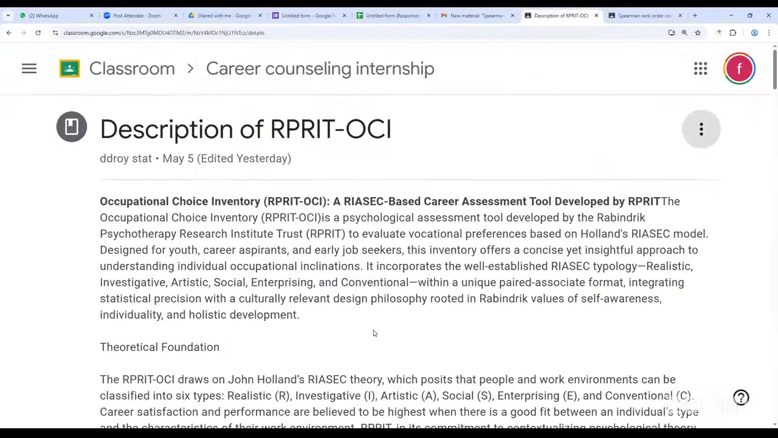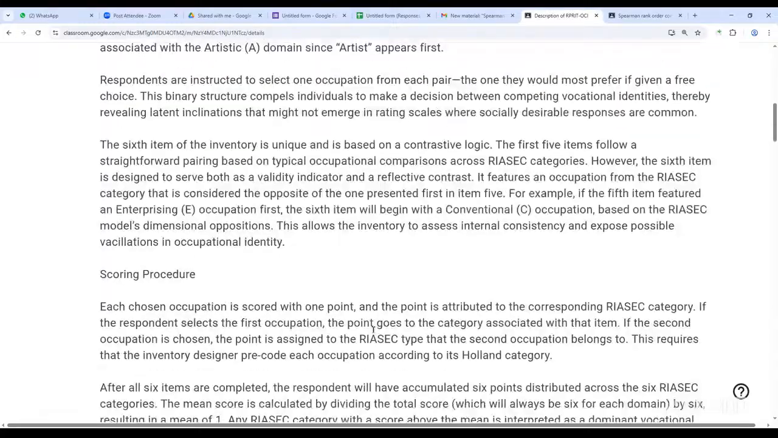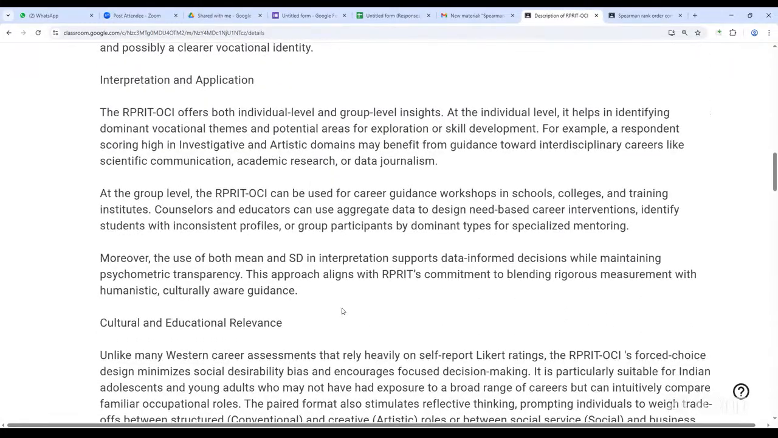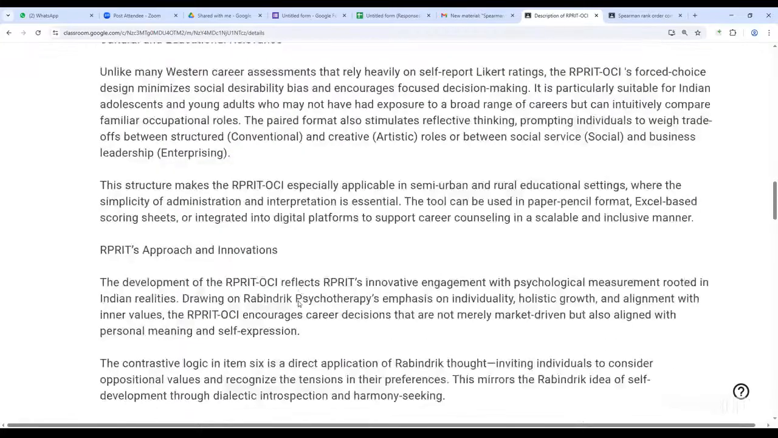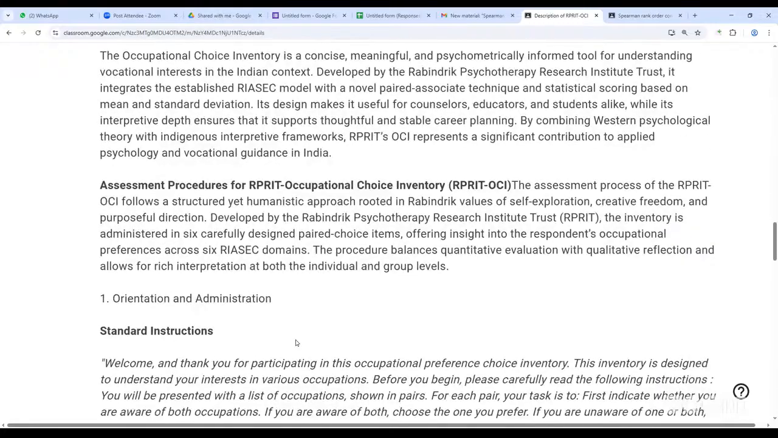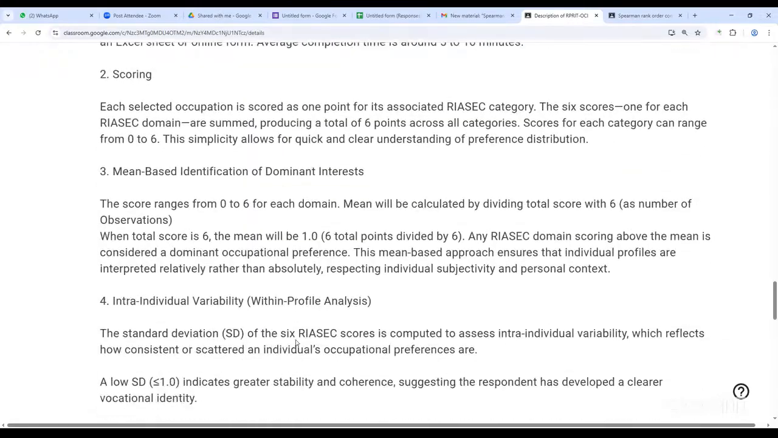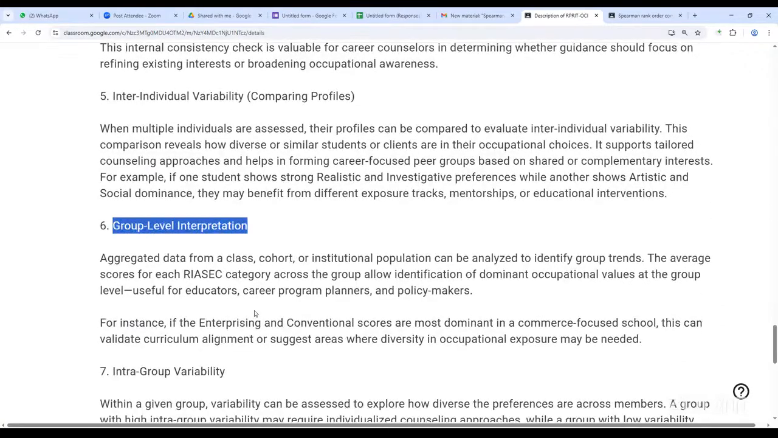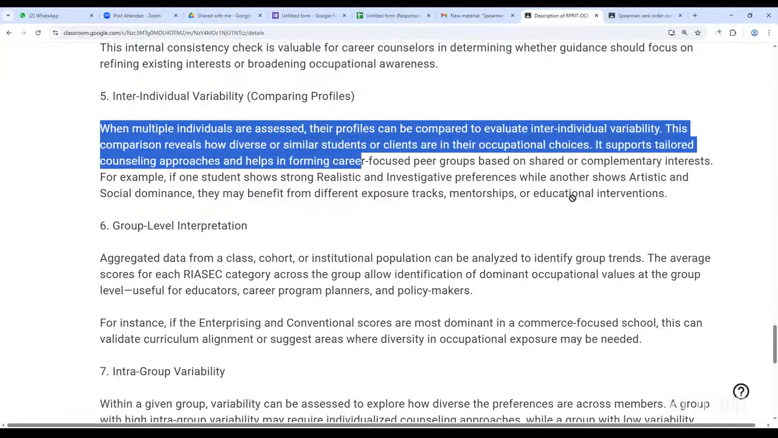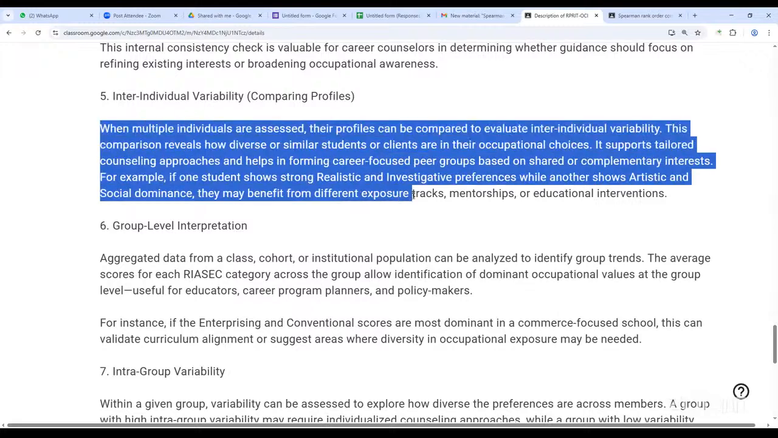Here is the description of RPRIT OCI. Here you will see the interpretation and application. So we have done the group level interpretation. This is when multiple individuals are there, the inter-individual variability. We have done inter-individual variability. We are comparing profiles.